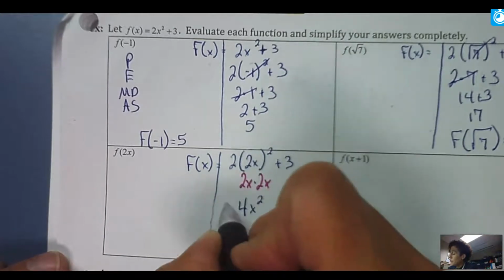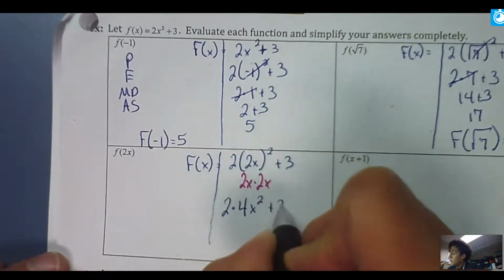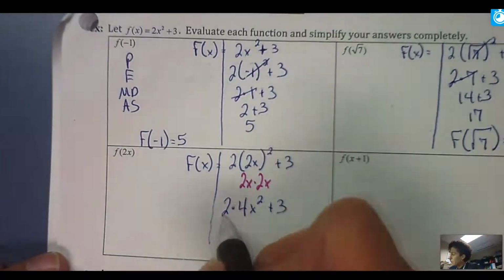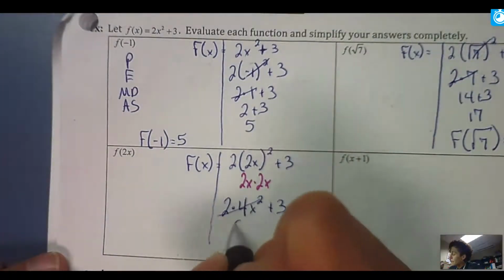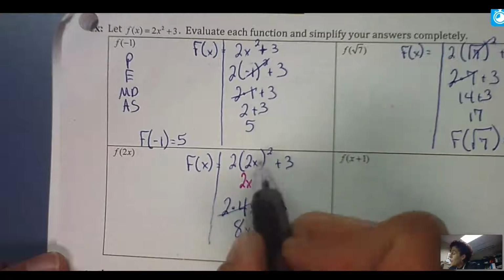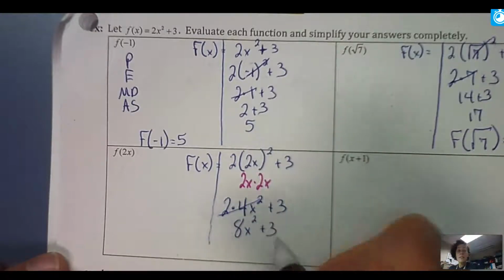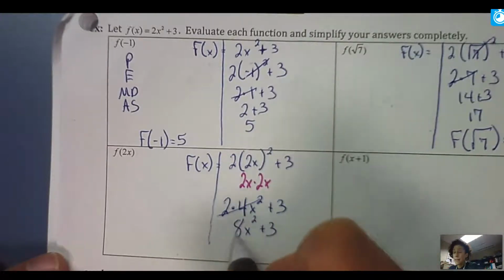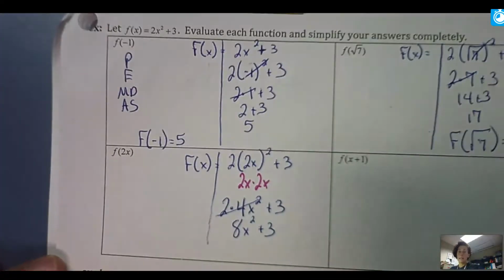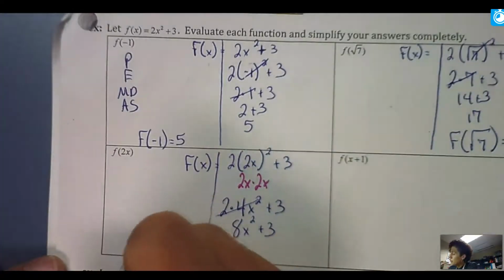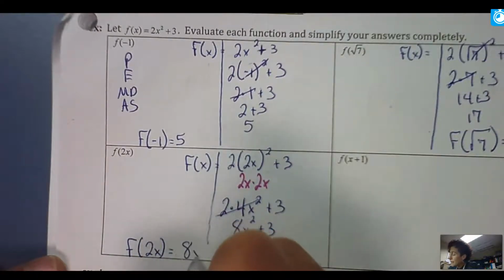So now I'll bring down this other 2 and the plus 3, and I'm going to continue with what I've been doing. I'm going to multiply this first, get 8x squared, and then before I could add, but since these aren't like terms, I will just leave it like this. This is the final answer. So my function when x is worth 2x, I get an answer of 8x squared plus 3.